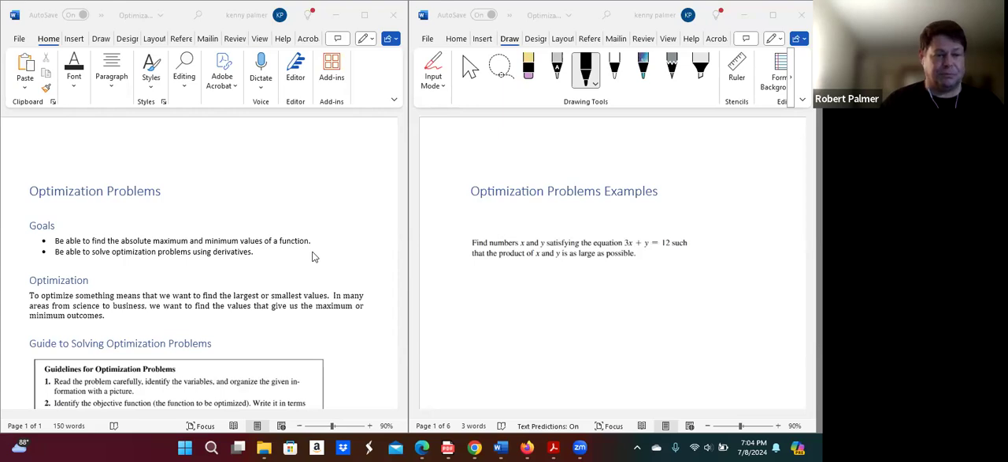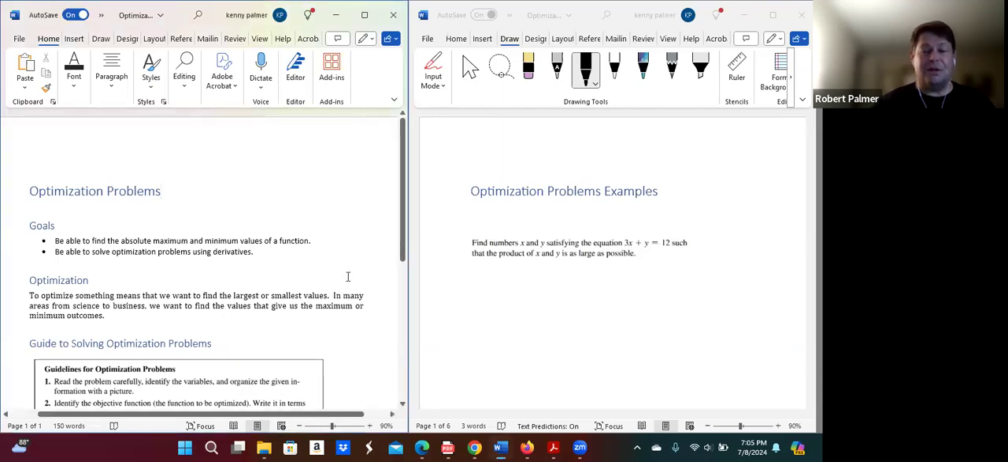So in general, to optimize something means we want to find the largest and smallest values. In many areas, from science to business, we want to find values that give us the maximum or minimum outcomes. For example, in your job, you want to maximize the amount of money you make, and maybe you want to minimize the amount of time it takes to drive to work. Or in business, you want to maximize profit and minimize cost or minimize loss. Or in science and engineering, you want to maximize performance, or minimize friction, things like that. So a lot of times you want to find the largest and smallest values of something.